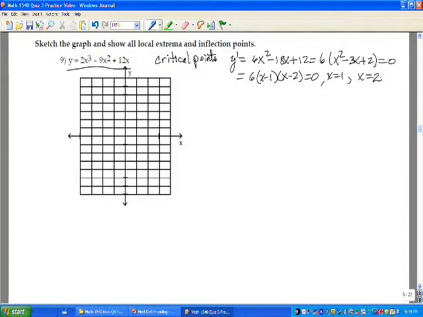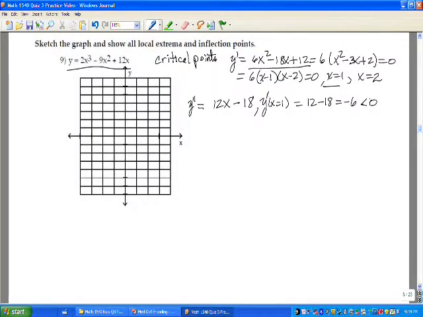Either of these could be a relative min or a max, and we'll determine which they are by taking the second derivative and doing the second derivative test. So let's take the second derivative, and let's just go back to the original function. The second derivative would be 12x minus 18, and we need to calculate the second derivative at the critical points. We'll first take x equal 1. The second derivative at x equal 1 is equal to 12 minus 18 equal minus 6.